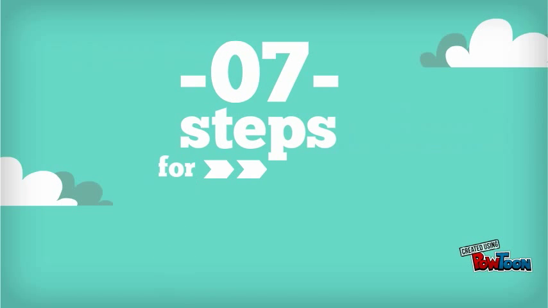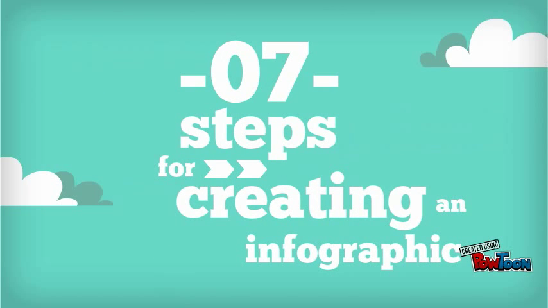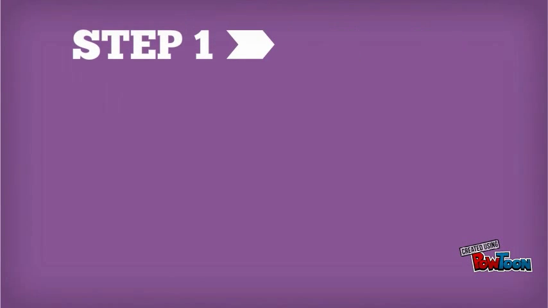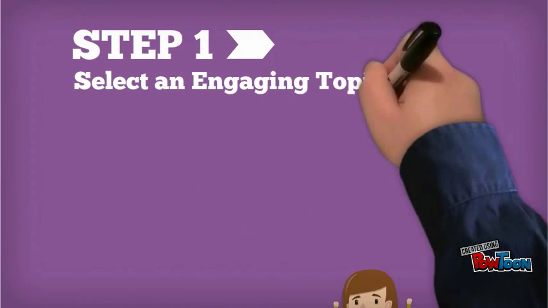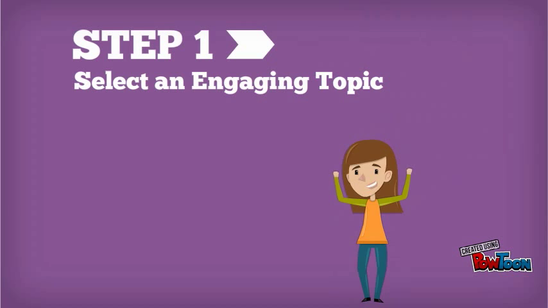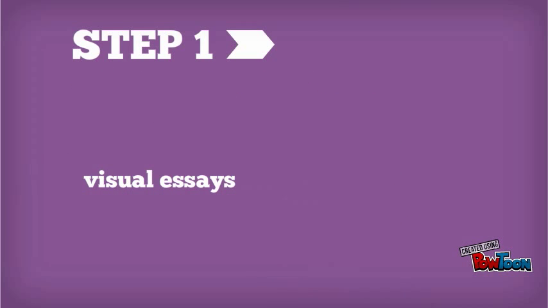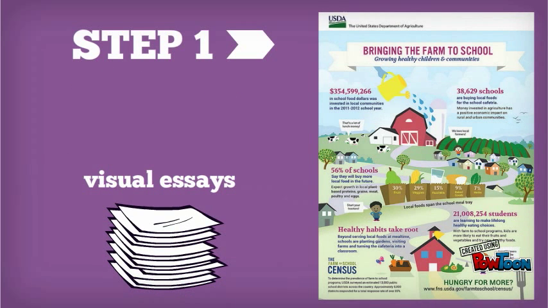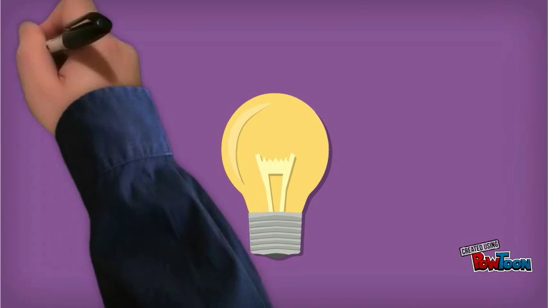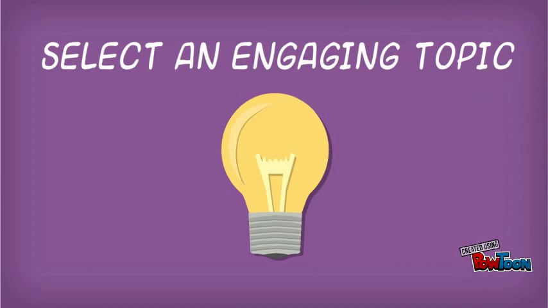7 steps for creating an infographic. Step number 1, select an engaging topic. Think of infographics as visual essays. Successful infographics have the same basic components of an essay: a thesis statement, examples, textual support, and elaboration. Select an engaging topic and use your knowledge of the writing process to complete the following steps.